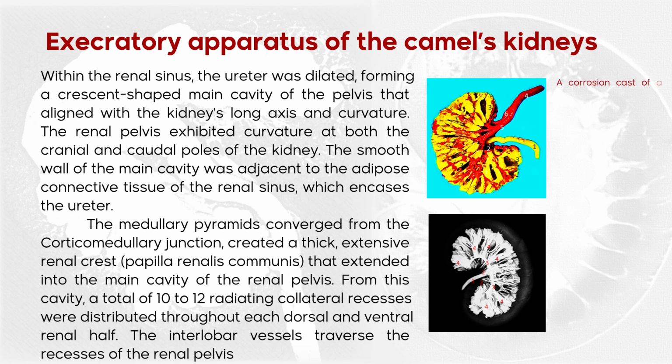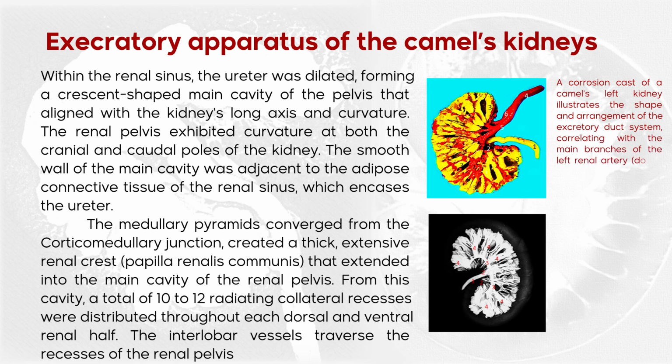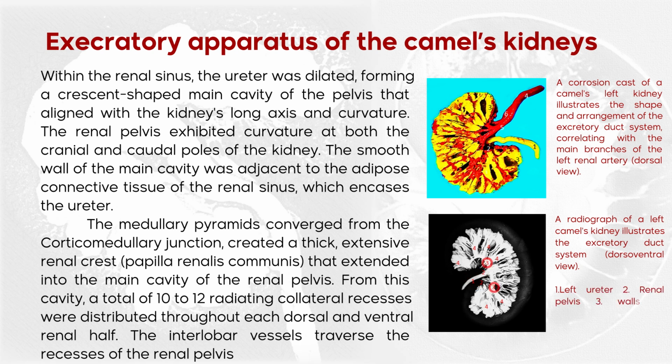A corrosion cast of a camel's left kidney illustrates the shape and arrangement of the excretory duct system, correlating with the main branches of the left renal artery, dorsal view. A radiograph of a left camel's kidney illustrates the excretory duct system, dorsoventral view. 1. Left ureter. 2. Renal pelvis. 3. Walls of collateral recesses. 4. Collateral recesses.